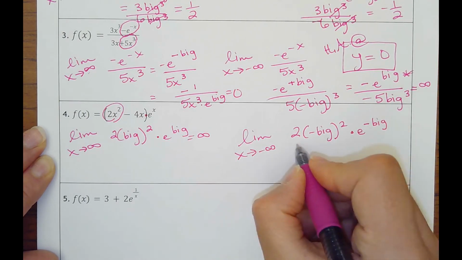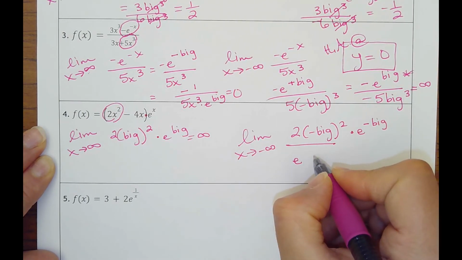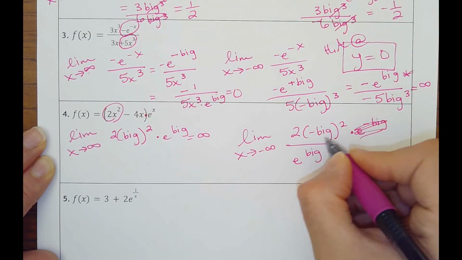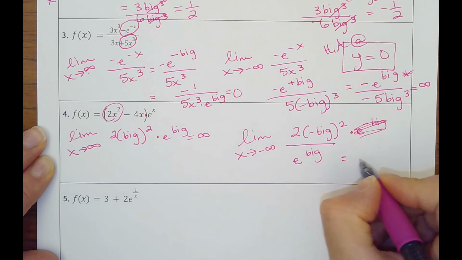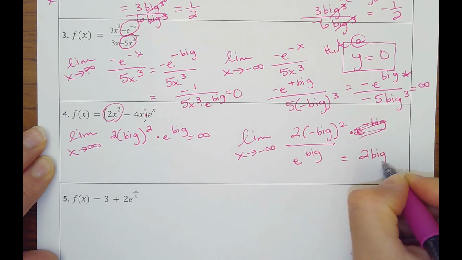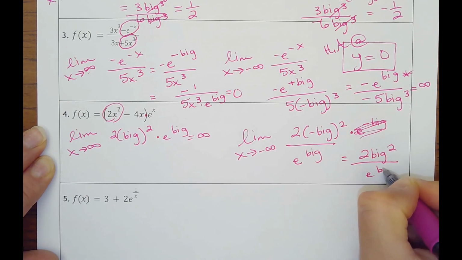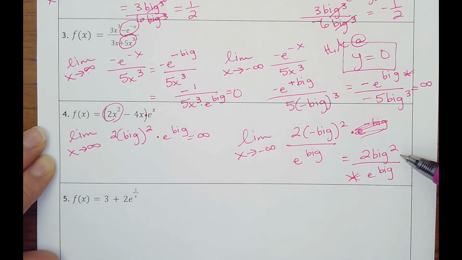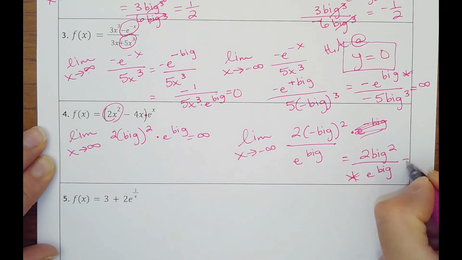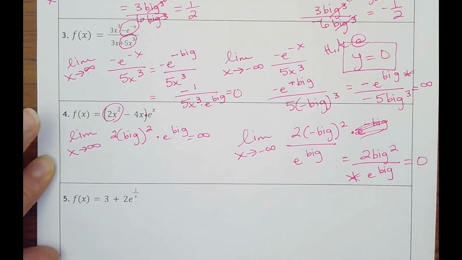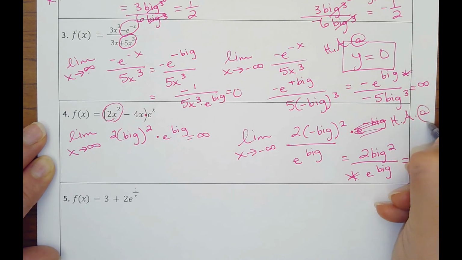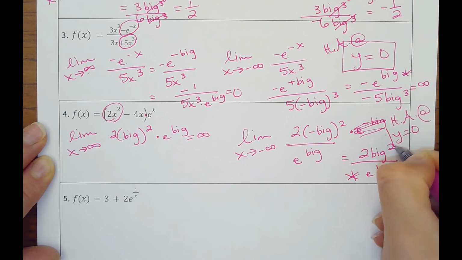Okay, I'm going to have to fix this and drop my e to the big on the bottom. And then that'll be squared, so it's positive. So I get positive 2 big squared over e to the big. My denominator is bigger this time, so when the denominator power is higher, it automatically goes to 0. I have something smaller divided by something really, really big. So we have a horizontal asymptote at y equals 0.